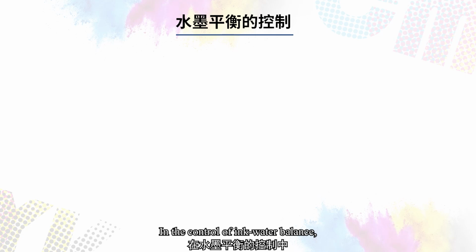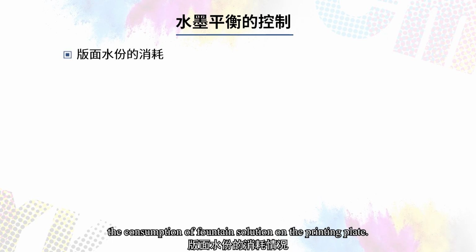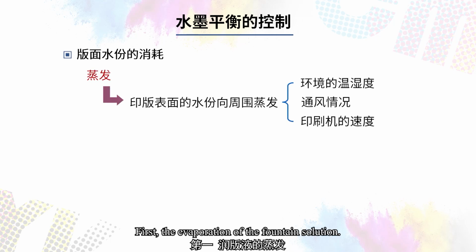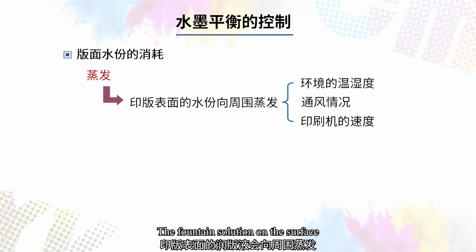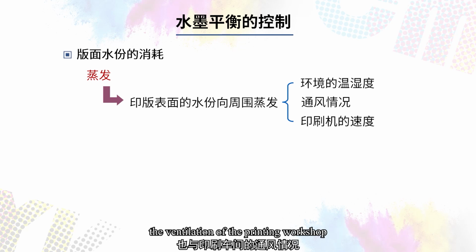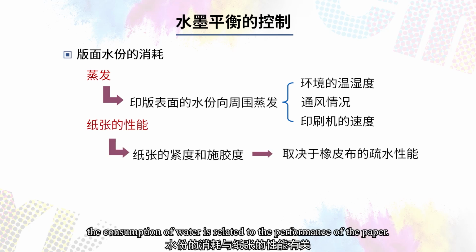In the control of ink-water balance, we need to constantly pay attention to the consumption of fountain solution on the printing plate. The consumption of fountain solution on the plate is mainly due to the following reasons. First, the evaporation of the fountain solution. The fountain solution on the surface of the plate will evaporate to the surrounding area. It depends on the temperature and humidity of the environment, the ventilation of the printing workshop, and the speed of printing equipment, etc. Second, the consumption of water is related to the performance of the paper.